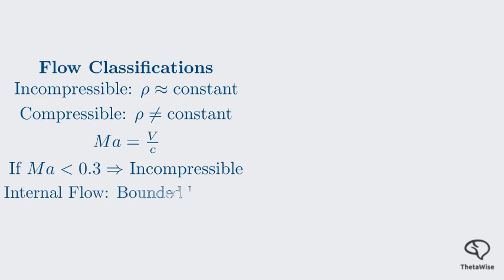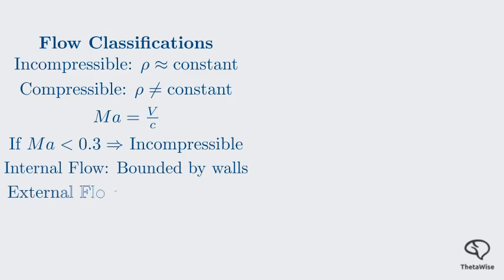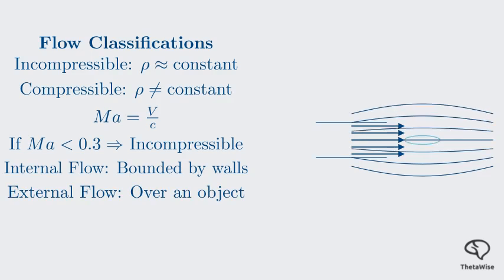Internal flow occurs when the fluid is completely bounded by solid surfaces, such as flow through a pipe or a duct. Here, the development of the boundary layer is limited by the walls. External flow occurs when the fluid flows over an unconfined object, like air moving over an airplane wing or water flowing around a submarine. In the pipe on the left, the fluid fills the entire volume. On the right, the airfoil is surrounded by an infinite or very large expanse of fluid.